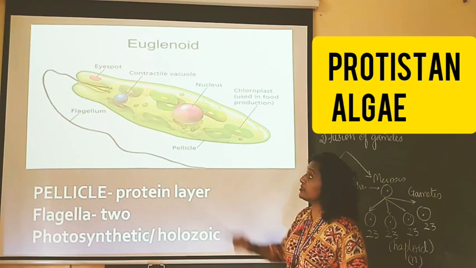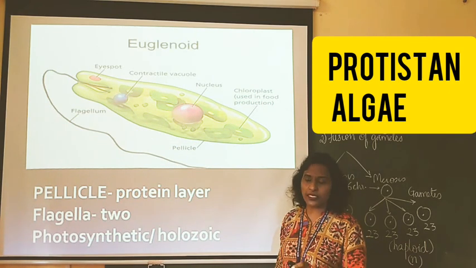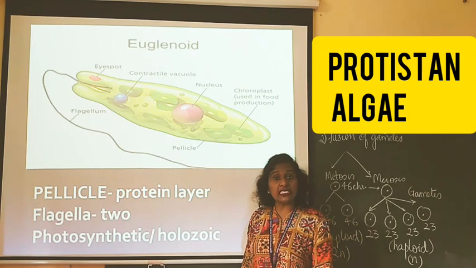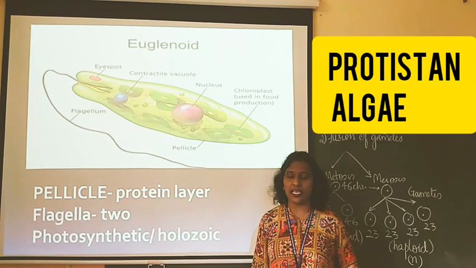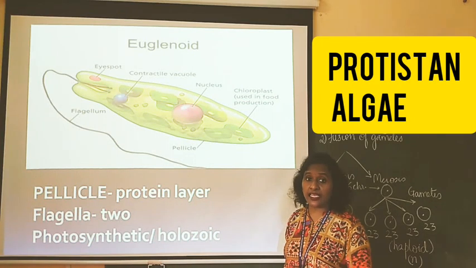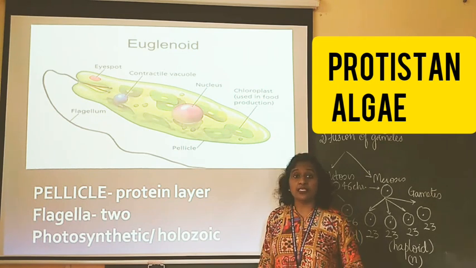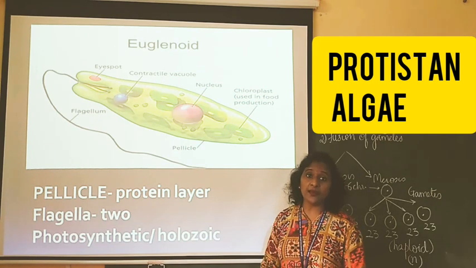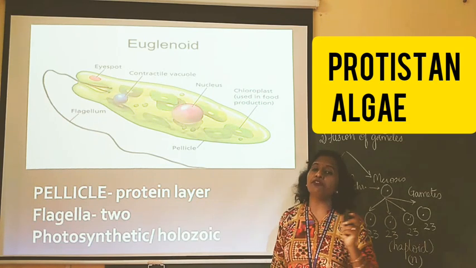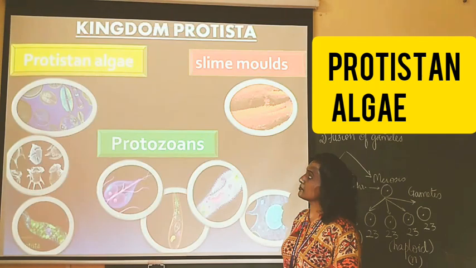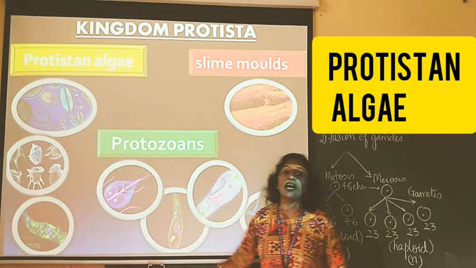We should remember that these organisms have chlorophyll pigment. So in the presence of sunlight, they will carry out photosynthesis. But in the absence of sunlight, they will act as heterotrophs and obtain nutrition from outside. So that is all about Protista algae.